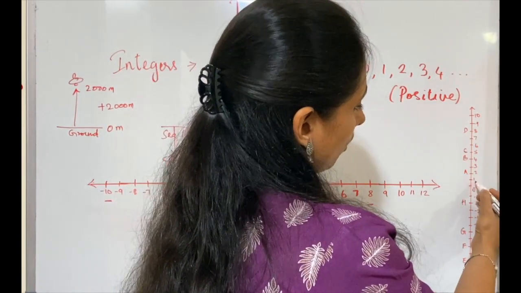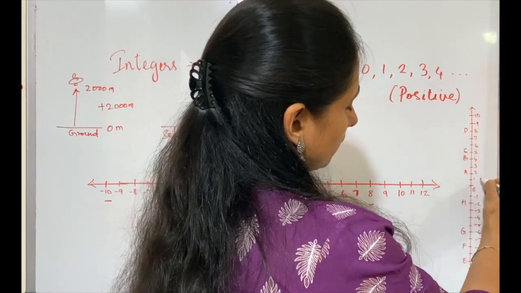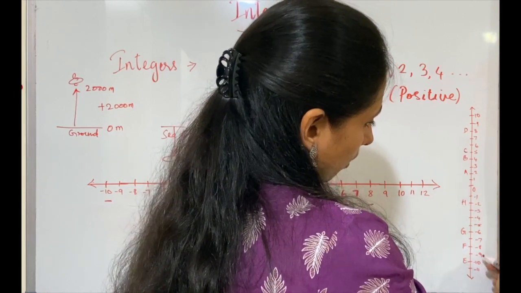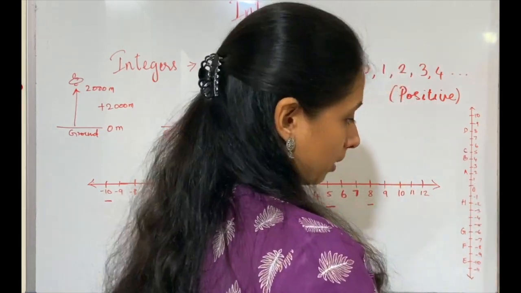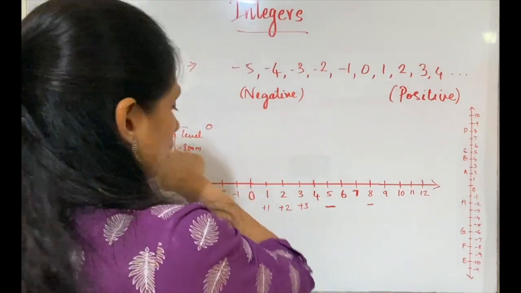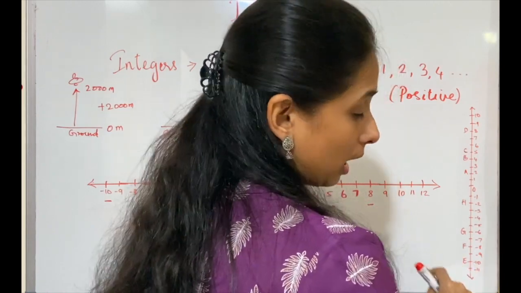So from 0, I have written 1, 2, 3, 4, 5, all positive integers on the top of 0 and negative integers all on the bottom. Below 0, like how we saw here in these two problems. Above 0 are positive, below 0 are negative.